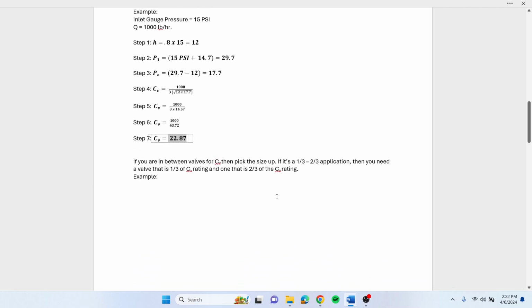You do the same thing. You need to size up if you're in between valve sizes, and if it's a 1/3, 2/3 application, then you just take your CV, you use 1/3 of that towards a valve, and then 2/3 towards another valve.